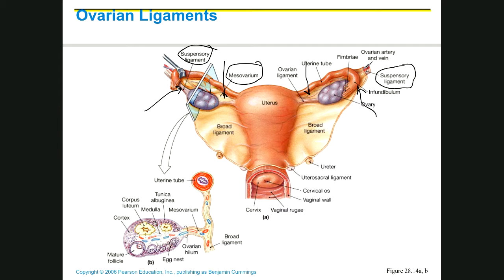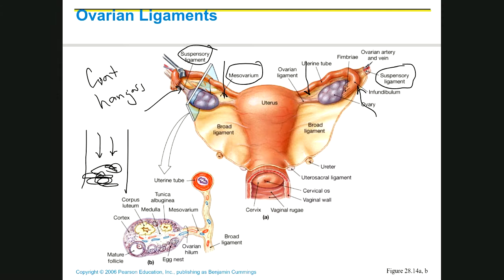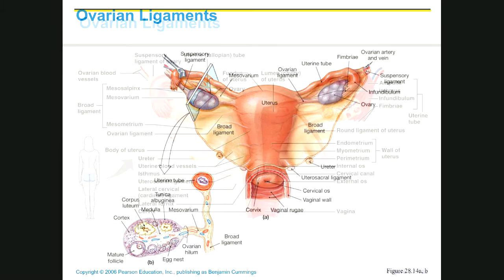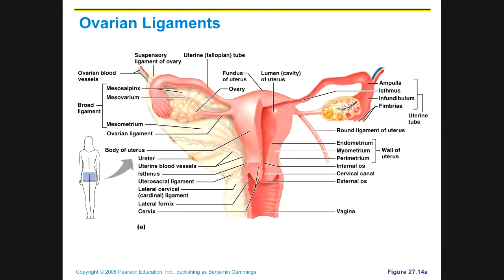A good way to think about these ligaments is to think about like coat hangers in your closet. Think about what would happen if you didn't have any coat hangers. You just threw all your clothes or your coats or whatever in the closet. They would just pile up on the bottom of the floor. And that's exactly what would happen to all these internal organs in your abdomen if you didn't have these ligaments. They would just pile up and they would actually get crushed. So these ligaments are really, really important. Any questions about that?